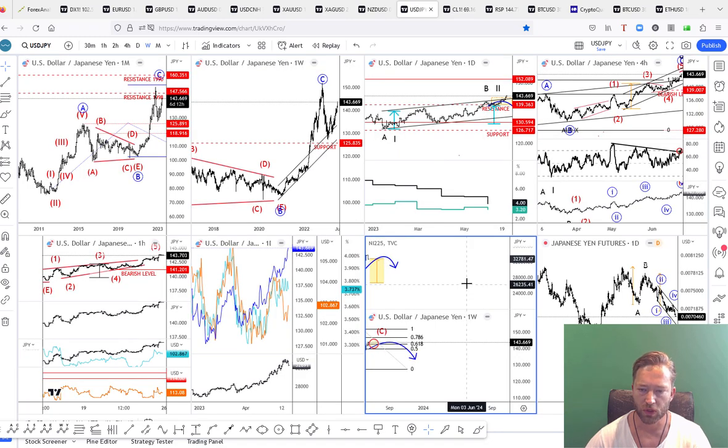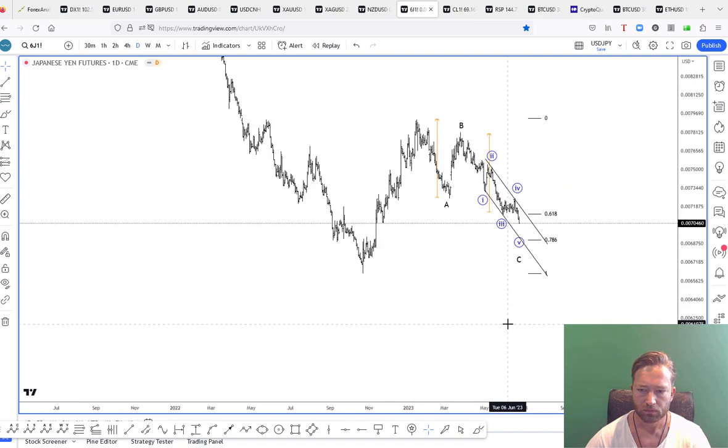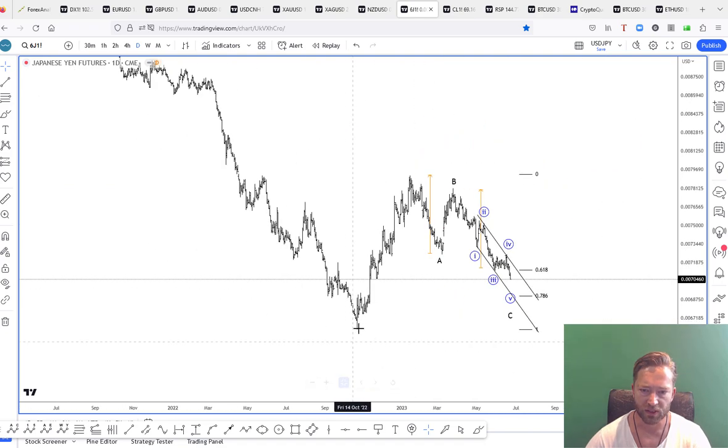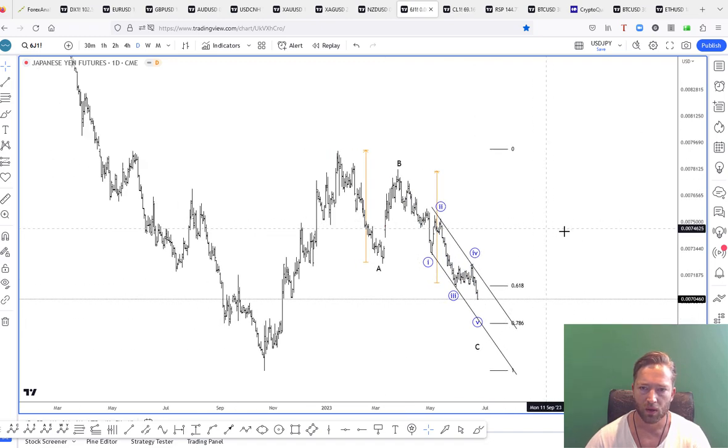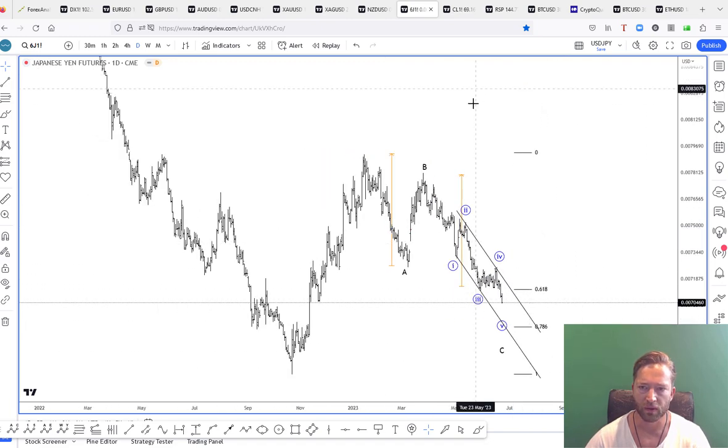Also, if you look here at Japanese yen futures, you can see that this is a very nice bullish reversal followed by an ABC setback, and we can now count five subwaves within this wave C. So again, maybe we are very close to potential supports. But maybe these upcoming moves will be decided by Bank of Japan policy decisions.